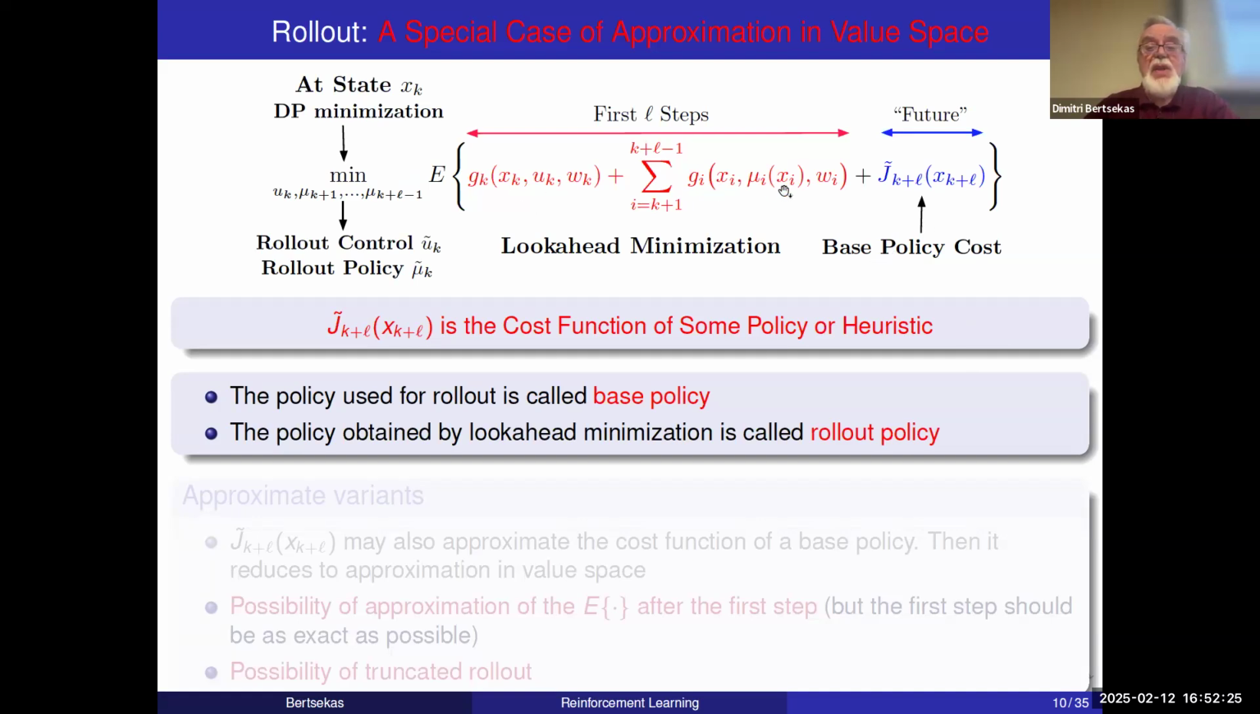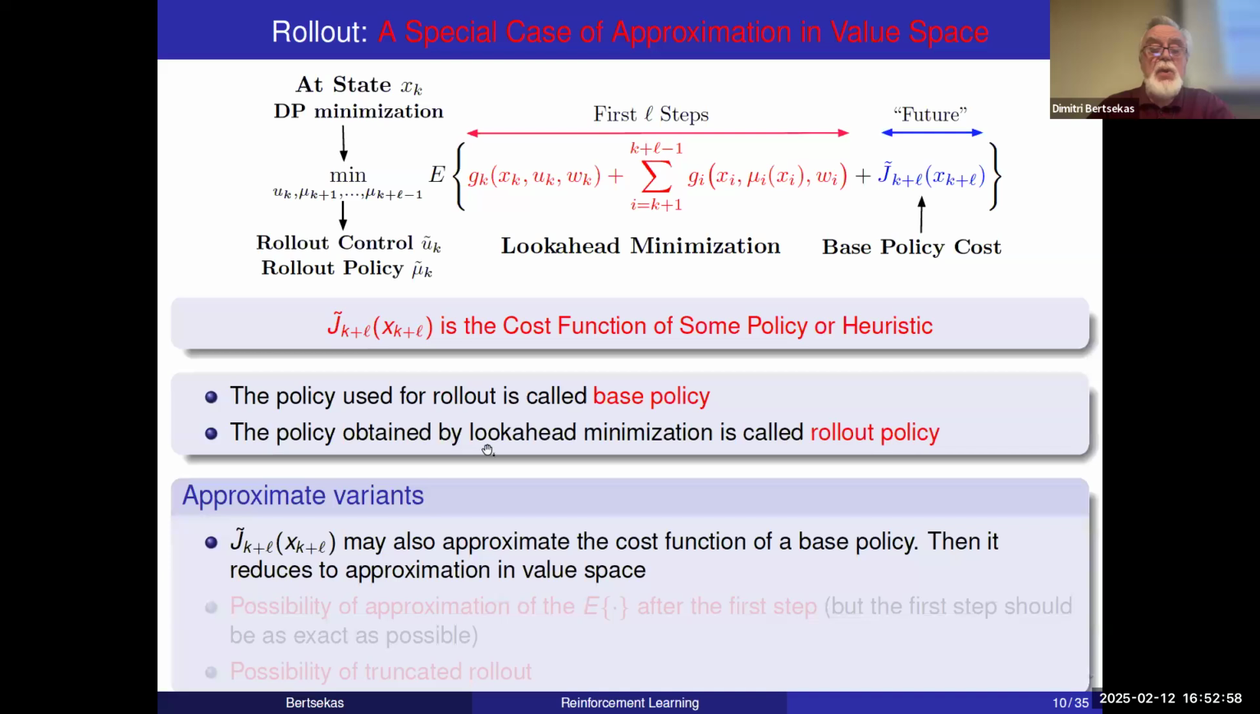And here I'm showing multi-step lookahead. Of course, we're familiar with one-step lookahead, which we have related to Newton's method. At a given state, we do this minimization, we obtain a sequence, and the first component in that sequence is the rollout control u tilde k, which defines the rollout policy mu tilde k. So we use the terminology that the policy used for rollout is the base policy, and the policy obtained by lookahead minimization is the rollout policy.